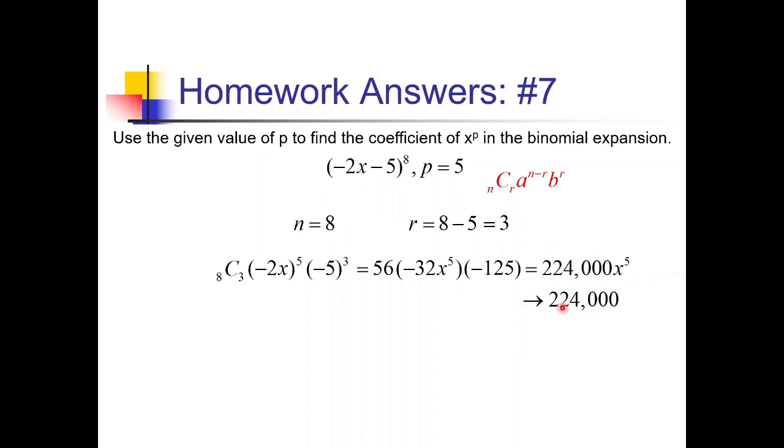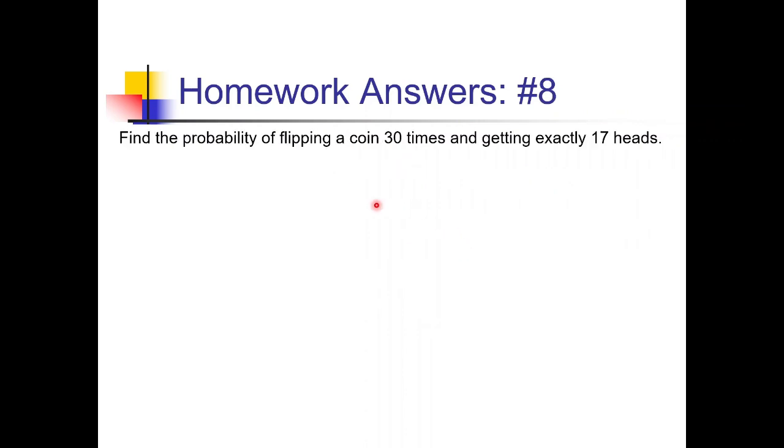This one, we want the probability of flipping a coin 30 times and getting exactly 17 heads. To get this one, we need our binomial probability formula. So n choose r, and then a to the n minus r and b to the r. In this case, we've got 30 choose 17. And we need the probability of success raised to the number of successes that we want.